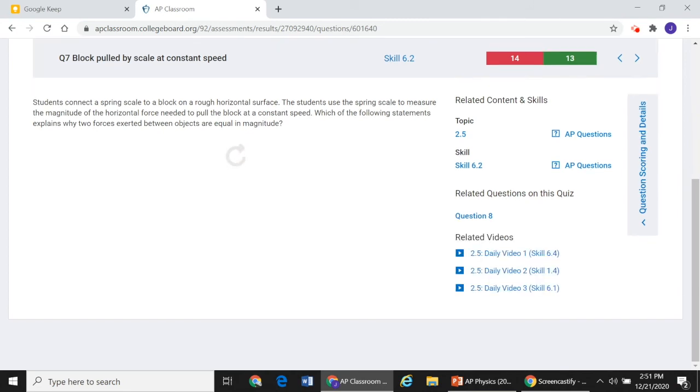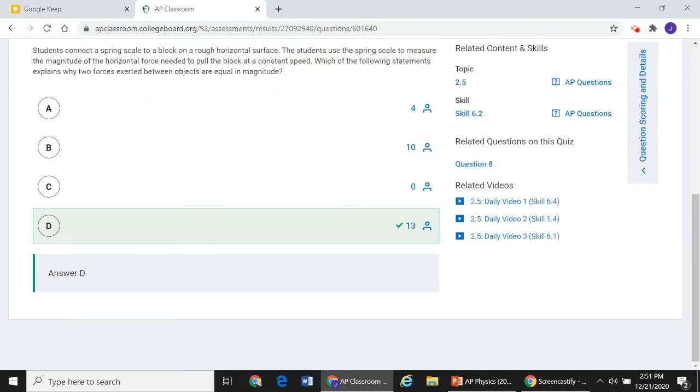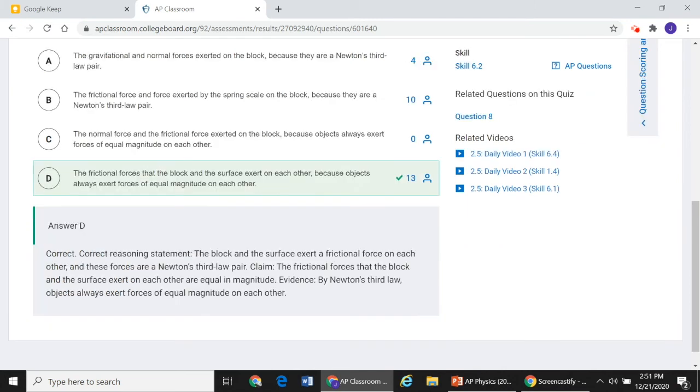Next question is number 7. Actually, more people got this wrong than right. It says students connect a spring scale to a block on a rough horizontal surface. The students use a spring scale to measure the magnitude of the horizontal force needed to pull the block at a constant speed. Which of the following statements explains why 2 forces exerted between the object are equal in magnitude? Most people picked B, the frictional force and force exerted by the spring scale on the block, because they are a Newton's third law pair.